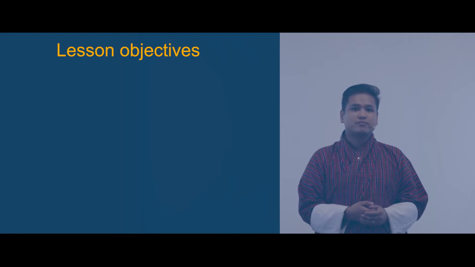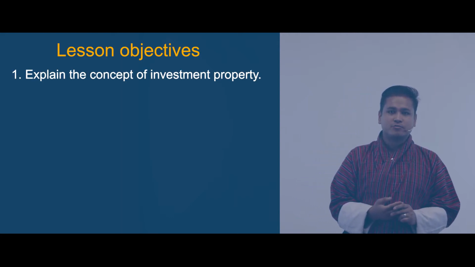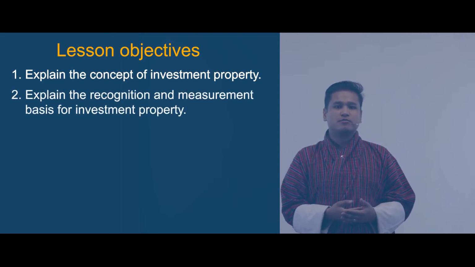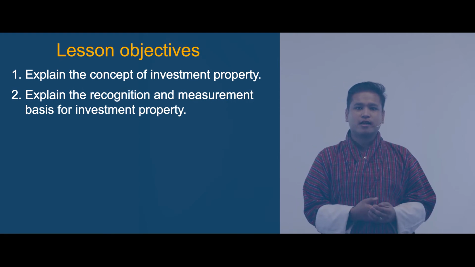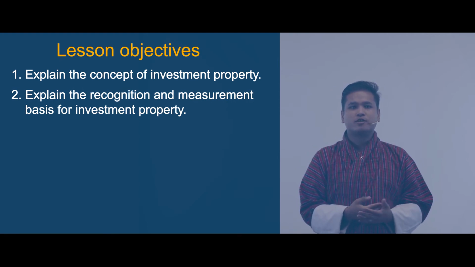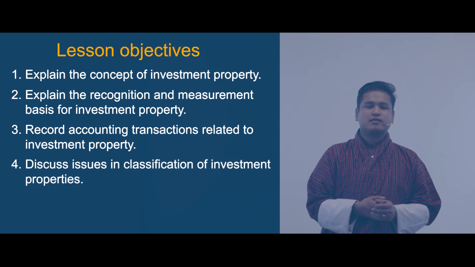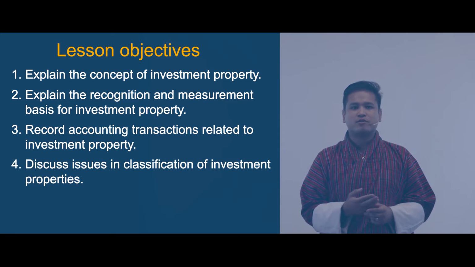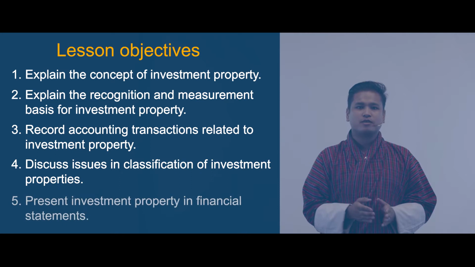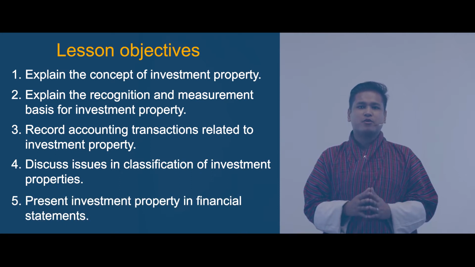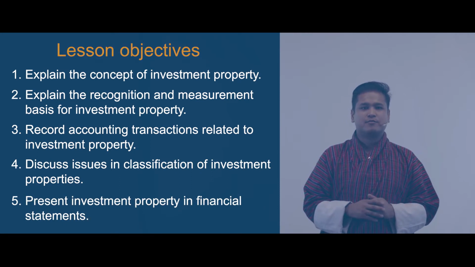The first objective is to explain the concept of investment property. Second objective is to explain the recognition and measurement basis for investment property. Third one is to record accounting transactions related to investment property. Fourth one is to discuss issues in classification of investment property. And the last objective is to present investment property in financial statements.